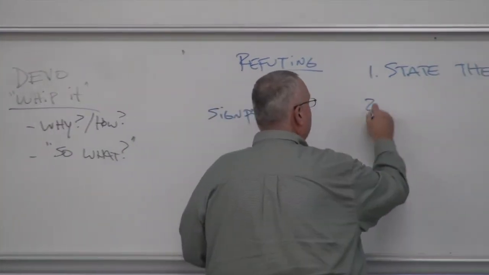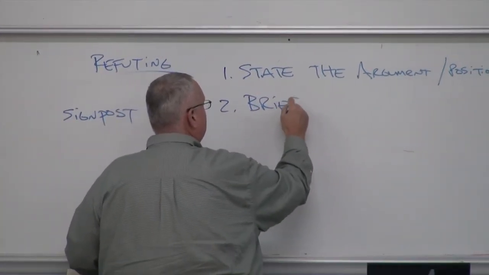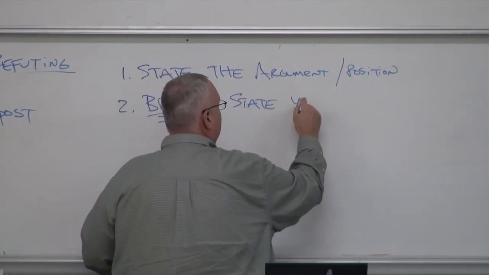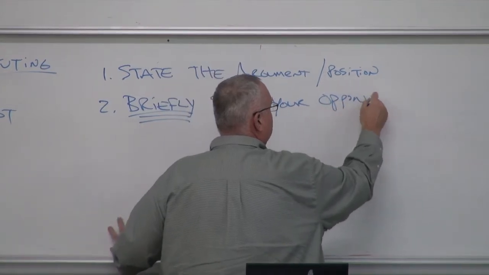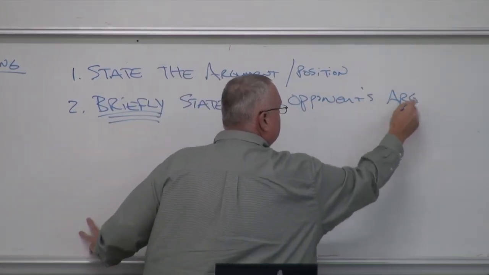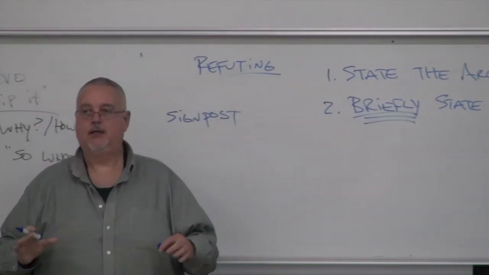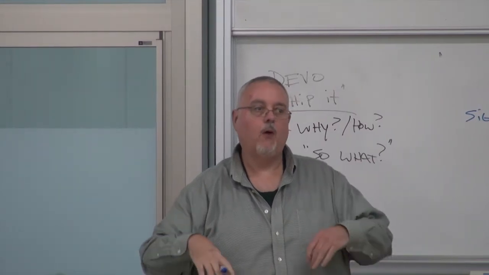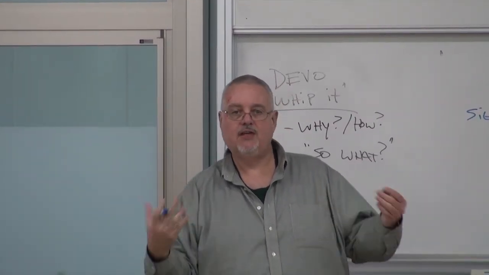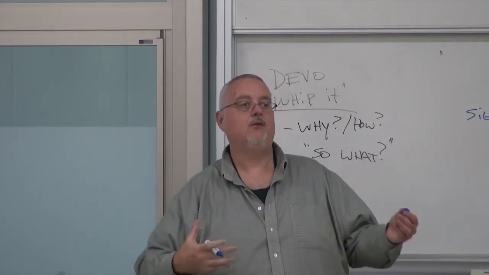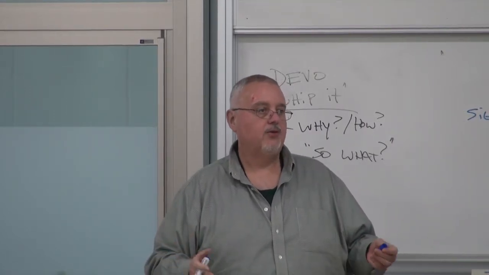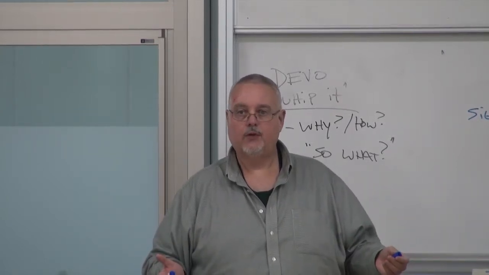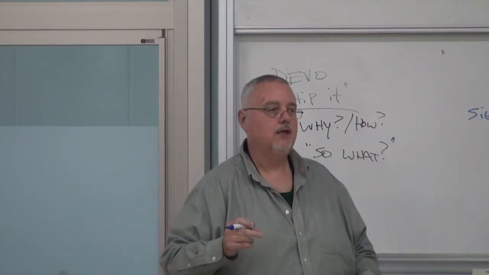Step 2, briefly state your opponent's argument. Briefly, okay? Like within 5 seconds. Because you don't want to spend a whole lot of time on it, because then you're just giving it more legitimacy. You know, right? You're just repeating what they've said, and you don't want to do that. But you do want the judge to know that you know what you're talking about. Okay? So you briefly identify what the opponent said.